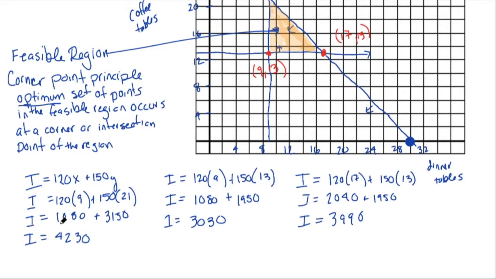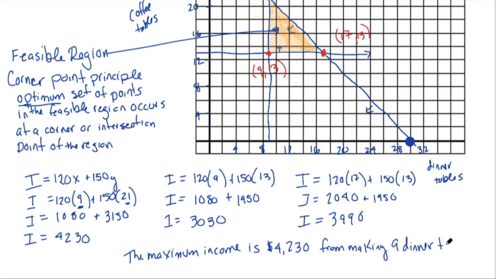So the best income was this 4,230 from making 9 dinner tables and 21 coffee tables. So that's our answer. Let's put it in a nice sentence here. The maximum income is $4,230 from making 9 dinner tables and 21 coffee tables. So you can see why I only put one problem on this page, because there's a lot that goes into it.